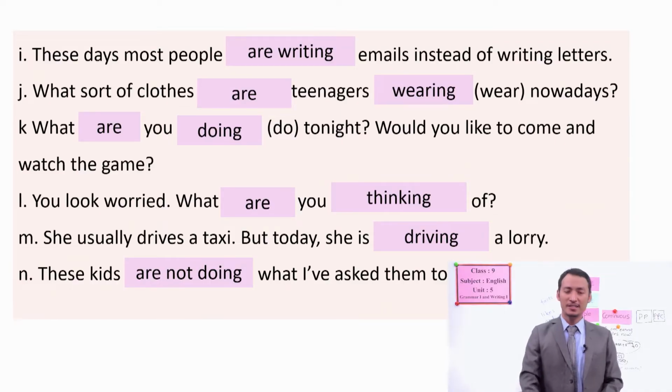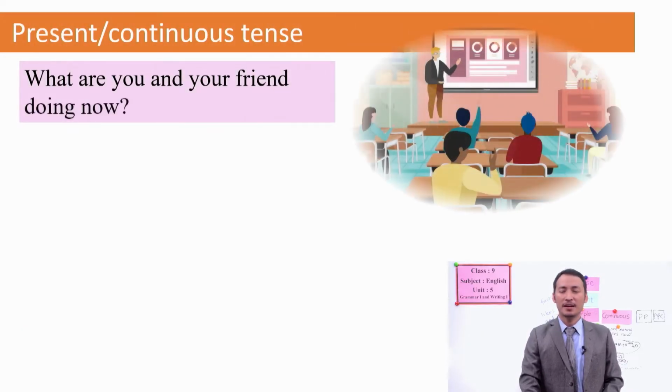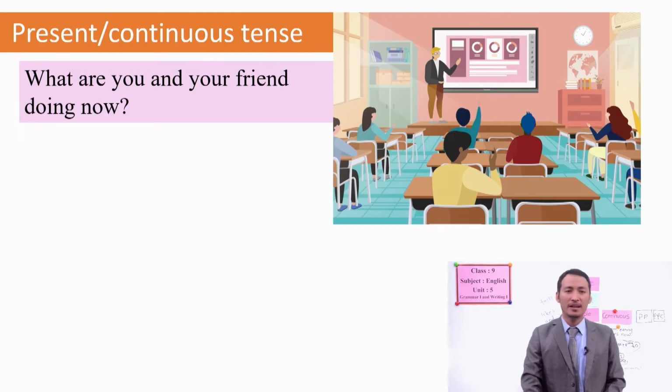Okay, these are the sentences to complete with the correct forms of the verbs. Now we have the last activity for this tense here. What are you and your friends doing now? Can you describe the situation in your class? Okay, yes. Let me give you some examples.